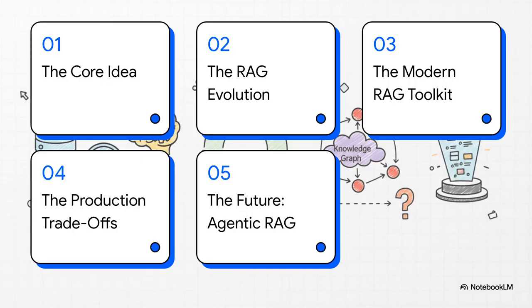All right, here's the plan. We're going to start with the core idea. What is this thing, really? Then we'll trace its wild evolution. We'll look at the modern toolkit developers are using today, and then get into the really tough trade-offs you have to make in production. And finally, we'll take a look into the crystal ball at the future, Agentic RAG.